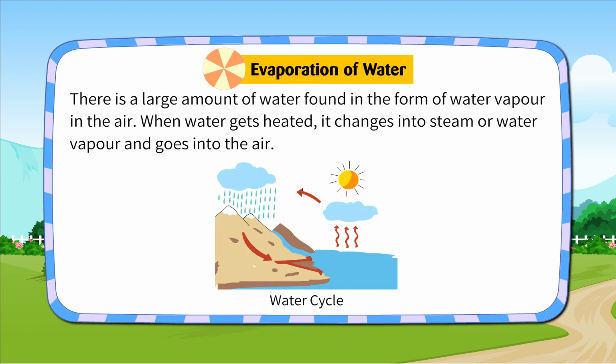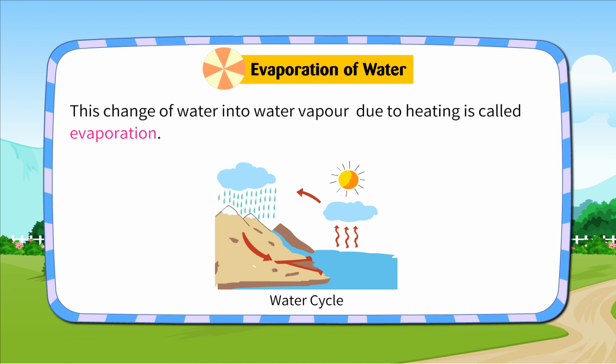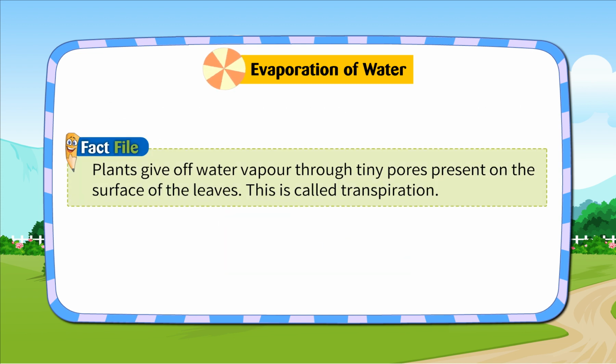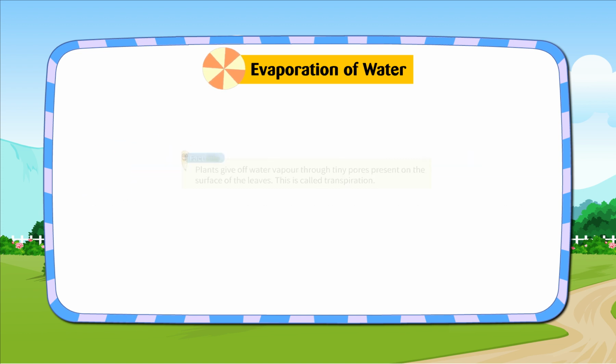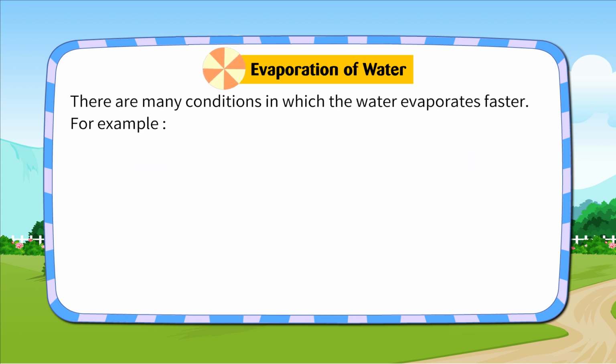Evaporation of water. There is a large amount of water found in the form of water vapor in the air. When water gets heated, it changes into steam or water vapor and goes into the air. The change of water into water vapor due to heating is called evaporation. Fact file. Plants give off water vapor through tiny pores present on the surface of the leaves. This is called transpiration.